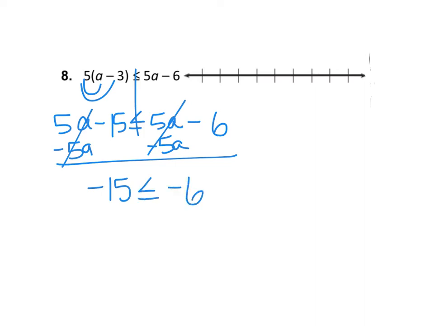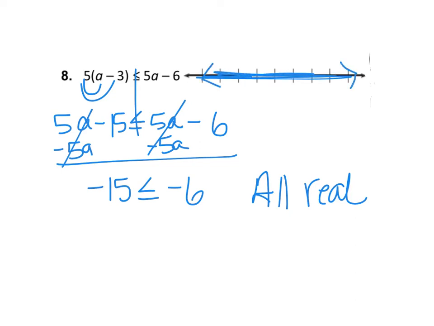Remember, the more negative you go, the less the value you have. So yes, and remember then, this is an all real. And to graph that on the number line, you would just kind of go like this and then have arrows going on both sides. If you end up getting a no solution, then you're just not going to graph anything at all because there's no number on the number line that's going to fit that.